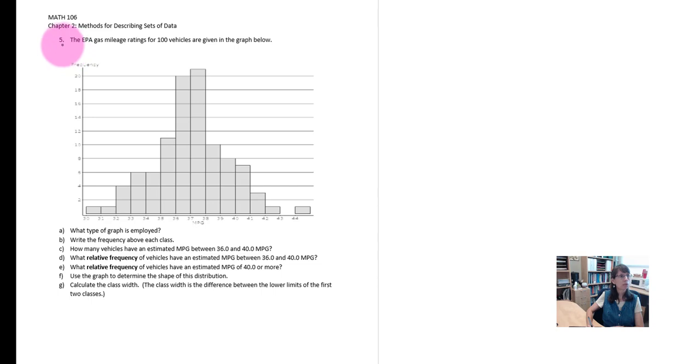In reference problem number 5, we have the EPA gas mileage ratings for 100 vehicles, and they're given in this graph below. So the first thing we want to find out is what type of graph is employed. You'll notice that there are bars, but it is not a bar graph because bar graphs would have spaces in between each of the bars, and here we have intervals that are being used. So the use of the intervals is a clue that this is going to be a histogram. So for part A, we have a histogram.